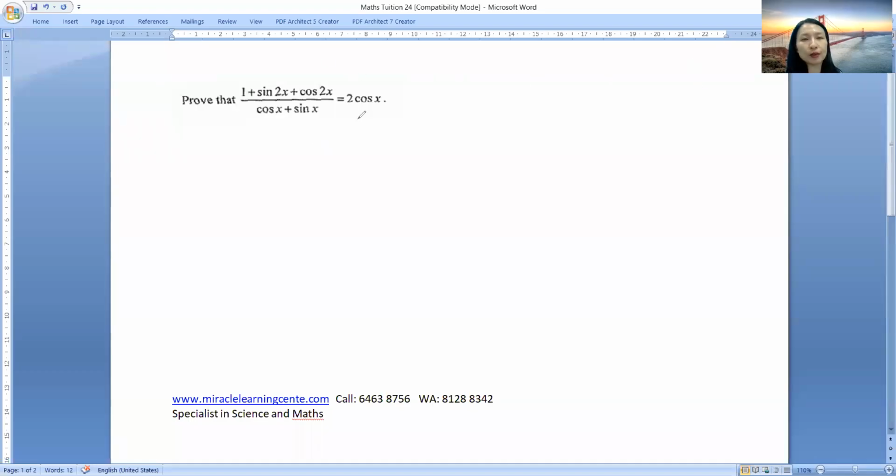Let us look at this maths question. We're supposed to prove this on the left equals to this one on the right hand side. So let's start with the left hand side.